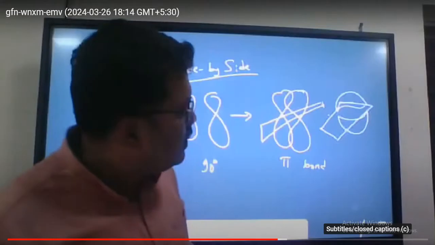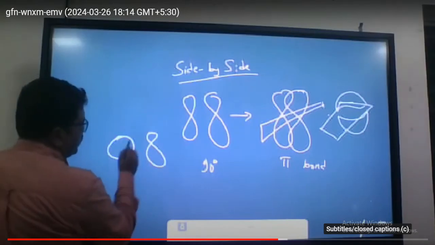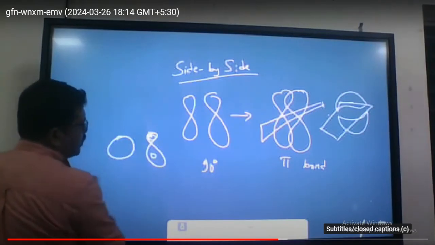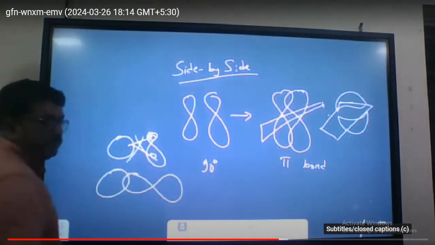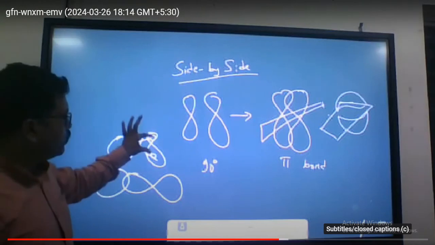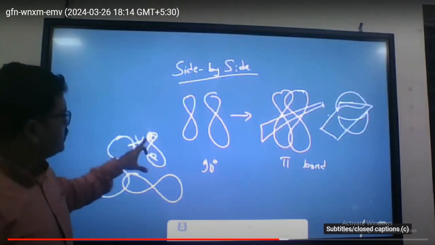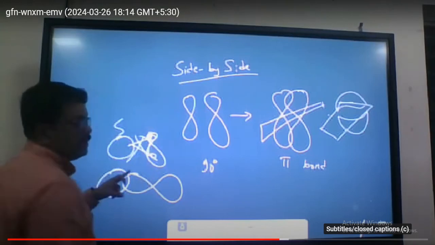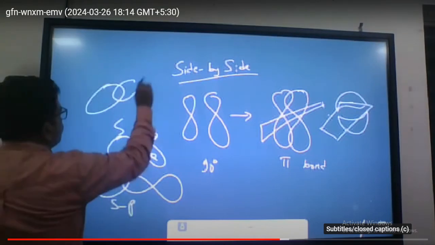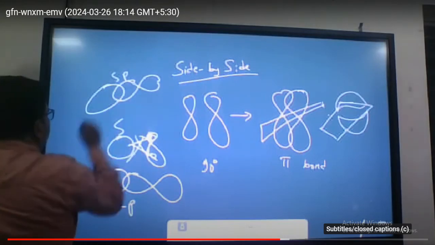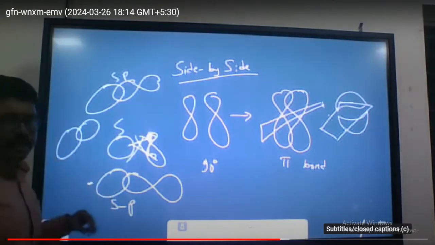Sir, can s orbitals form side by side overlap? What? Can s orbitals form side by side overlap? So s orbitals, no side. They only form head-on. There is no interaction between the two lobes. S won't react with these two. It's only side by side. Even s with s is only head-on, not side by side.